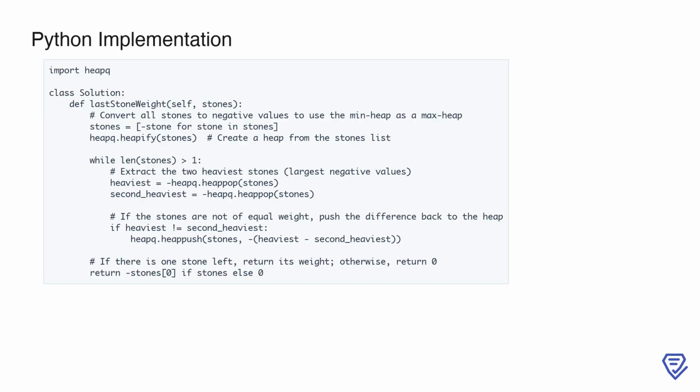These values are negated to restore their original positive weights. If the 2 stones have unequal weights, the difference is calculated and pushed back into the heap as a negative value. If the 2 stones are of equal weight, both are destroyed, and nothing is pushed back. Finally, when no more than 1 stone remains in the heap, the loop terminates. If the heap is not empty, the single remaining stone's weight is returned, negated back to positive. If the heap is empty, the result is 0, indicating no stones remain.